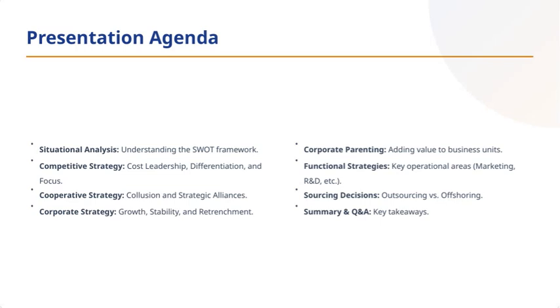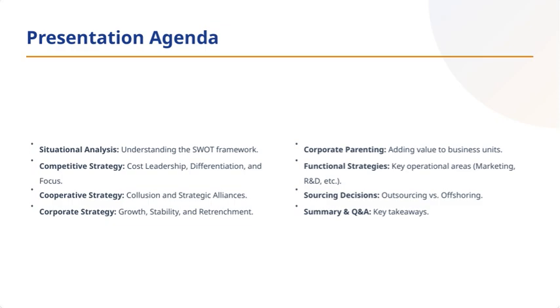Let's walk through our presentation agenda for today. We'll start with a summary of the key takeaways and open the floor for any questions you might have. Then, we'll dive into sourcing decisions, where we'll compare outsourcing and offshoring, two important strategies for managing operations globally. Next, we'll examine functional strategies, focusing on critical areas like marketing, R&D, and others that drive core business functions. We'll also explore corporate parenting, which is all about how corporate headquarters can add value to individual business units.